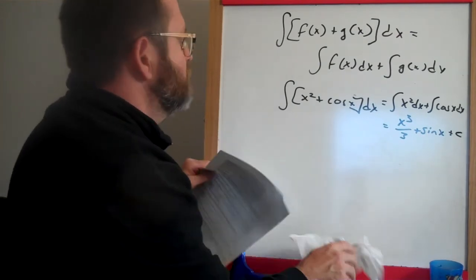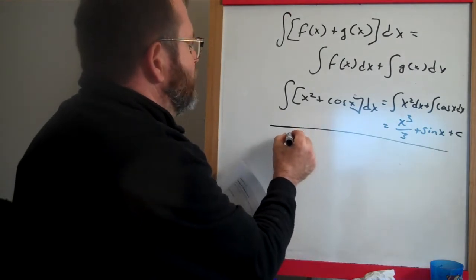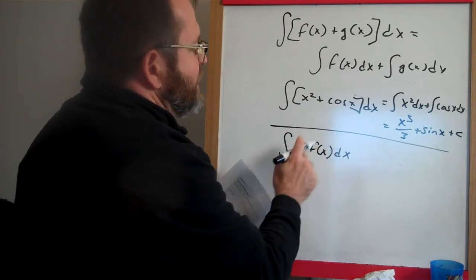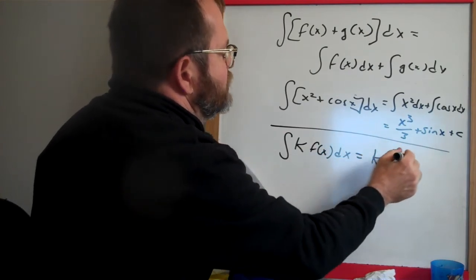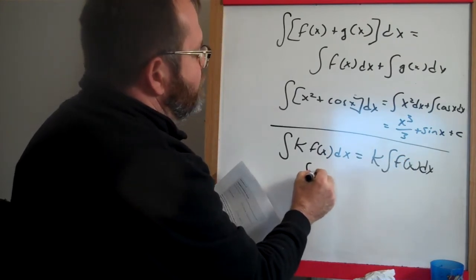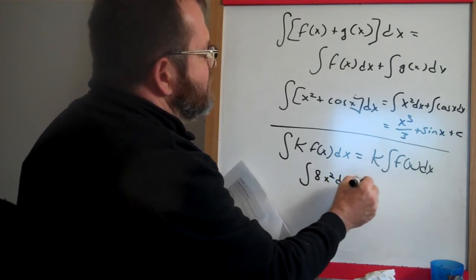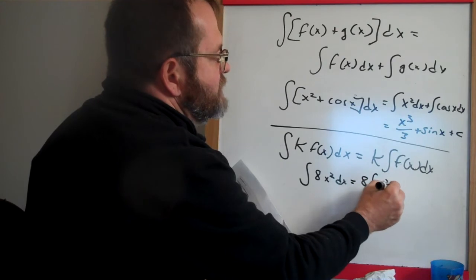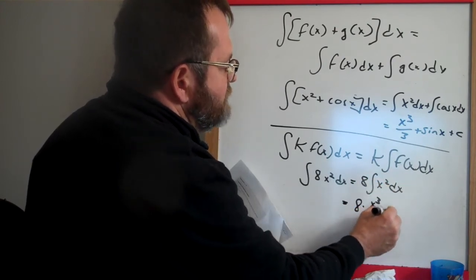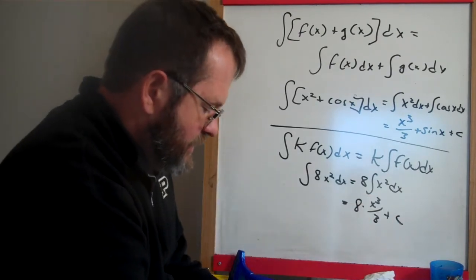That's pretty straightforward. The other part of that rule, for constant multiples: if you have the integral of some constant times a function, you could take that constant out and just do the integral of the function on the inside. For example, if you have the integral of 8x squared dx, that's going to be 8 times the integral of x squared dx, which will be 8 times x cubed over 3 plus c.